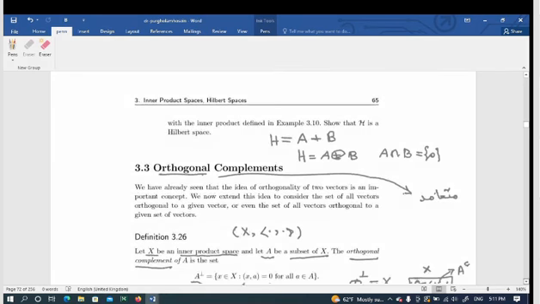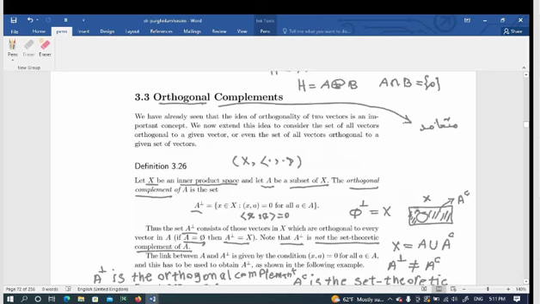Definition: let X be an inner product space and let A be a subset of X. The orthogonal complement of A is the set A perp, the set of all members x of X such that the inner product of x and a equals 0 for all a in A. So A perp is the set of all vectors that are orthogonal to the members of A. Okay?